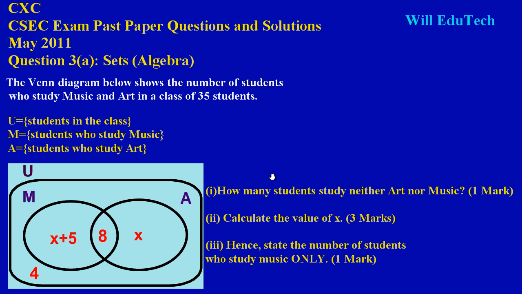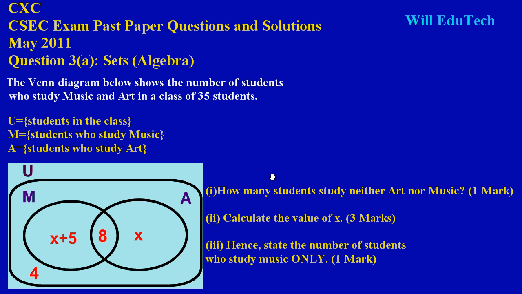The Venn diagram below shows the number of students who study music and art in a class of 35 students. U stands for the universal set, that's the rectangular shape, and it represents the students in the class. So the total number of students in the class is in the universal set. M is the students who study music, and A represents the students who study art.